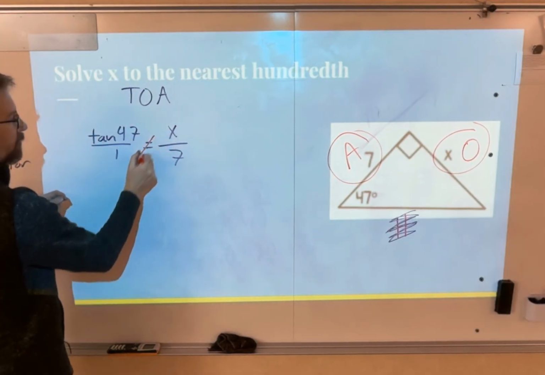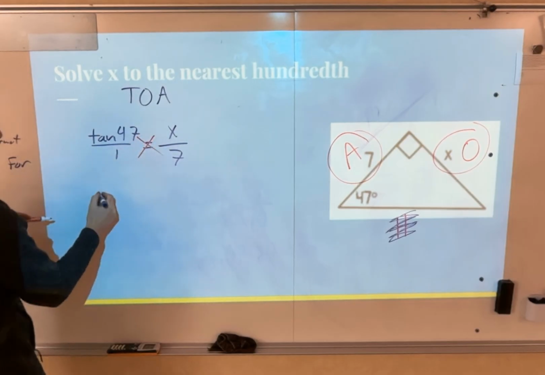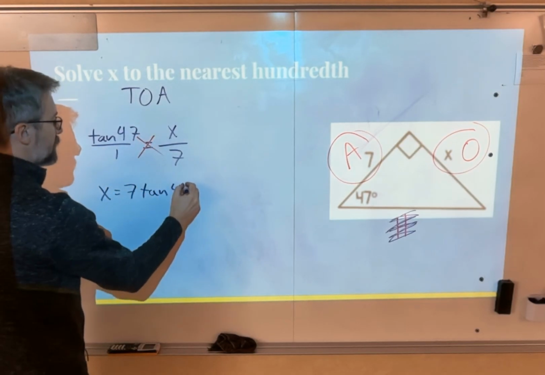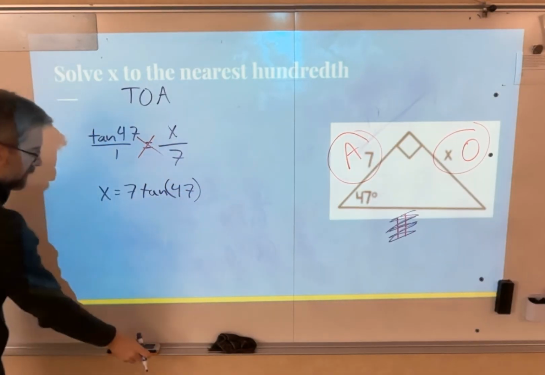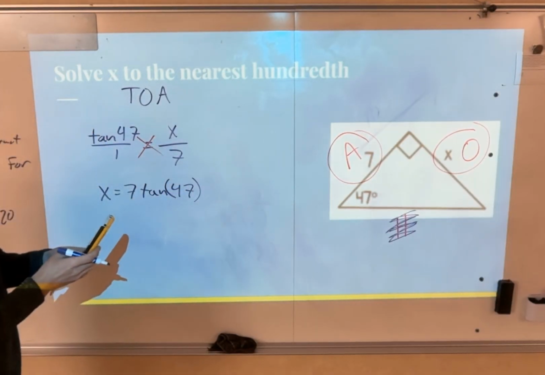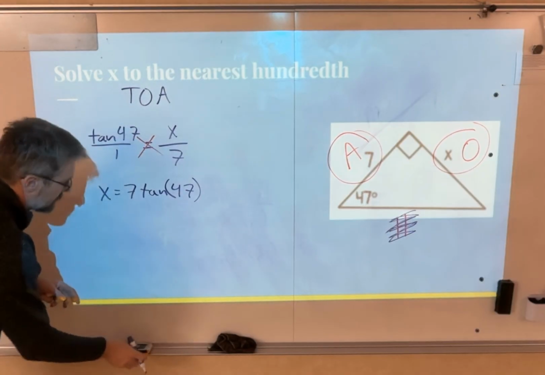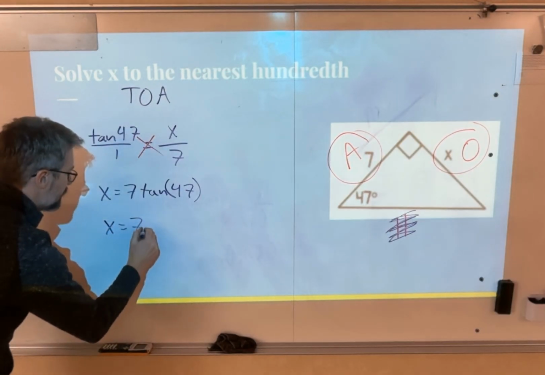And when I cross multiply, again, I get 1 times x, and I get 7 times tangent of 47. And I can just plug that in. And I've got 7.51.